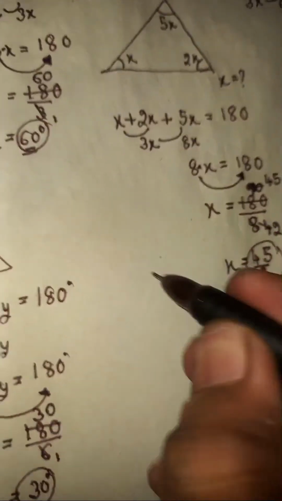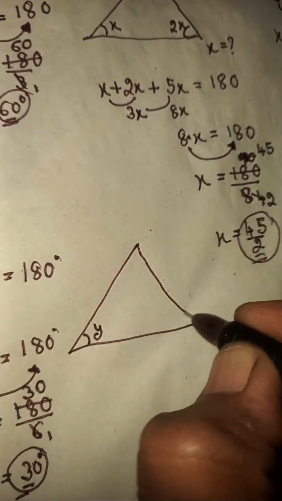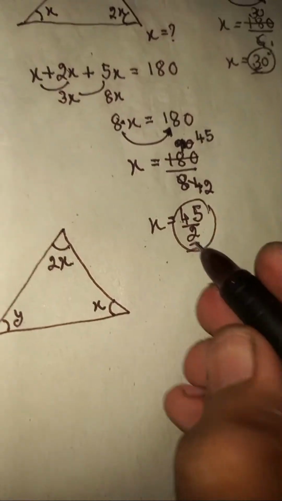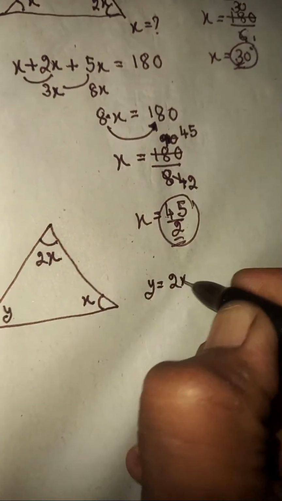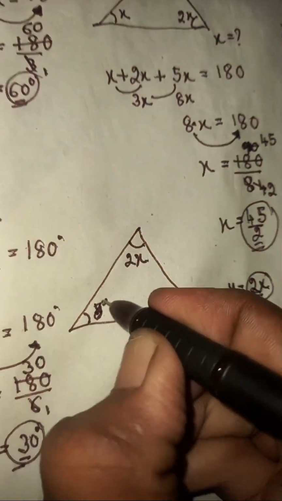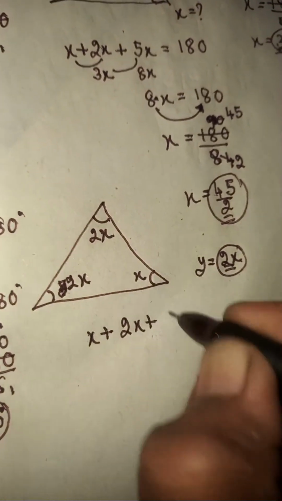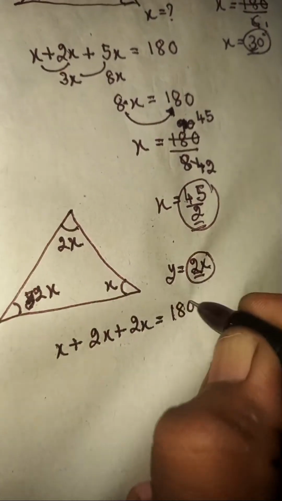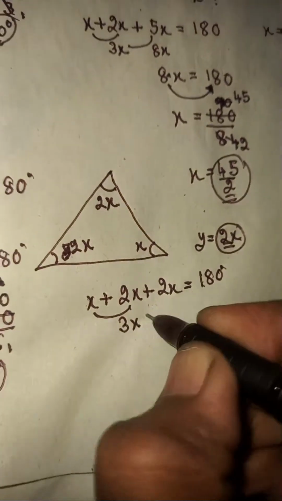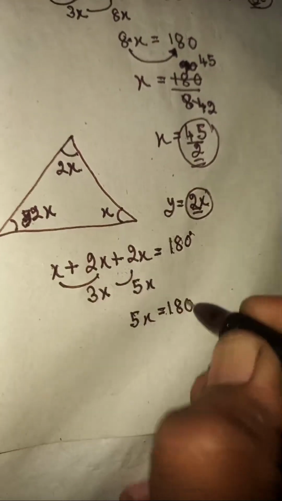Let's take even one more triangle. In this triangle, they have given this angle as y, this angle as x, and this angle as 2x. Now they have given one more thing, that is y equals 2x. So first let's eliminate this y part and replace it by 2x. Now you can do it in the same way: x plus 2x plus 2x equals 180 degrees, that is angles inside a triangle. And here x plus 2x is 3x, 3x plus 2x is 5x, 5x equals 180 degrees.